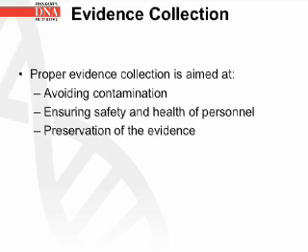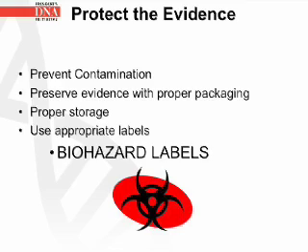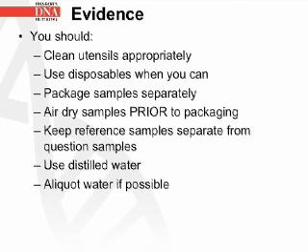Proper evidence collection is aimed at avoiding contamination, ensuring safety and health of personnel, and the preservation of the evidence. Protecting the evidence helps to prevent contamination. It preserves the evidence with proper packaging, also ensures proper storage, and that you use appropriate labels, for example biohazard labels, on the evidence. When working with evidence, you should clean utensils appropriately, use disposables when you can, package samples separately, air dry samples prior to packaging, keep reference samples separate from question samples, use distilled water, and aliquot the water out if possible.